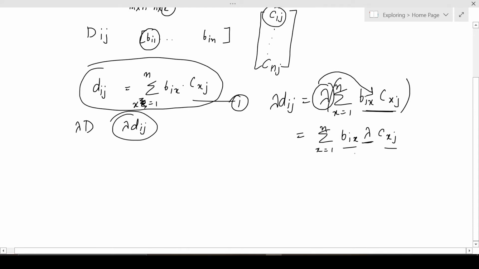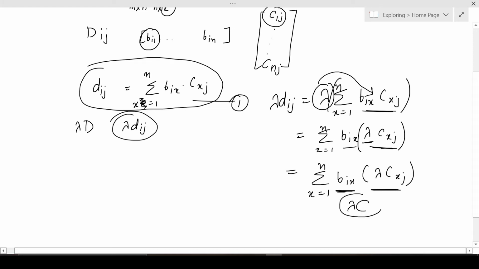And why I have written it this way, because I want to isolate this particular thing. So what will this sigma tell us? Let's write it again. Bix and lambda times cxj, right? So it will seem as if we took the ith row of the B matrix and the jth column of the matrix lambda times C, right?